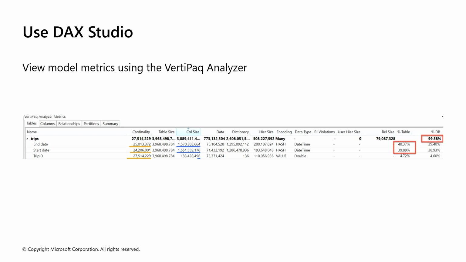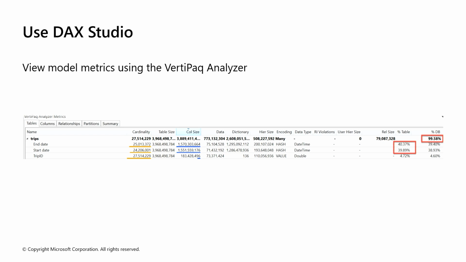Viewing the VertiPaq Analyzer metrics in DAX Studio is a great way to get an overall view of what's going on in your data model. VertiPaq Analyzer reports the memory consumption of the data model and can be used to quickly identify where you're spending the most memory. In short, you can use VertiPaq Analyzer to make memory gobbling offenders obvious, rectify them, and then rerun VertiPaq Analyzer to see the immediate benefits of your data model updates.